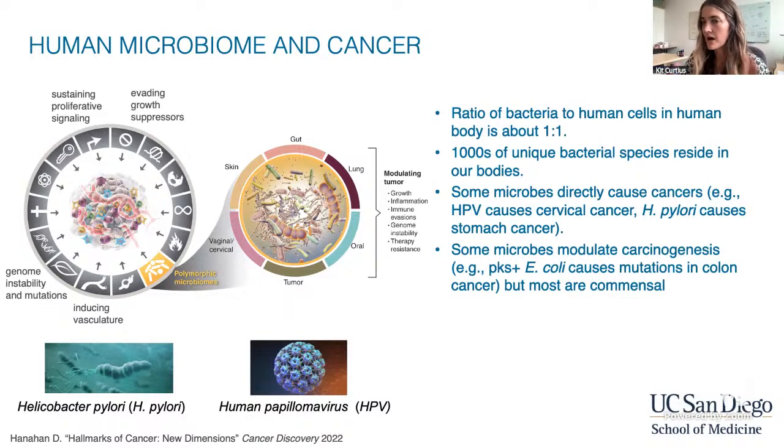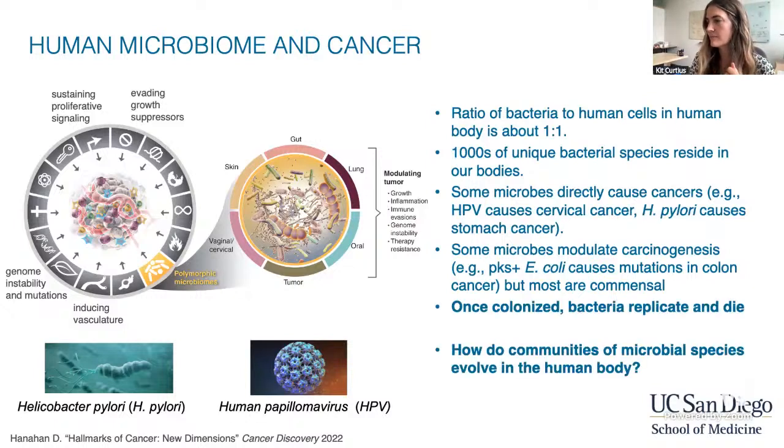Other microbes might modulate carcinogenesis in some way. So we know that PKS-positive E. coli can cause a certain mutational signature in colon cancers. But most of these microbial species are totally commensal. So they've evolved with us and they actually help our bodies in many ways. So there are these very interesting studies coming out trying to disentangle the role of these microbes in cancer. And we know from lots of interesting work coming out that they modulate things like growth and immune evasion. So, super interesting things.